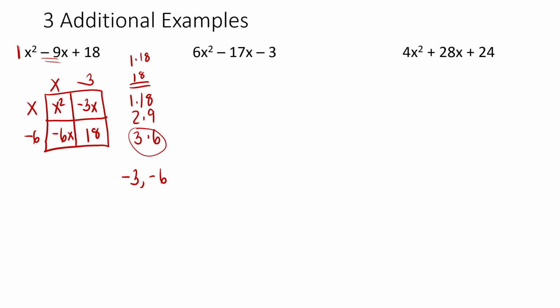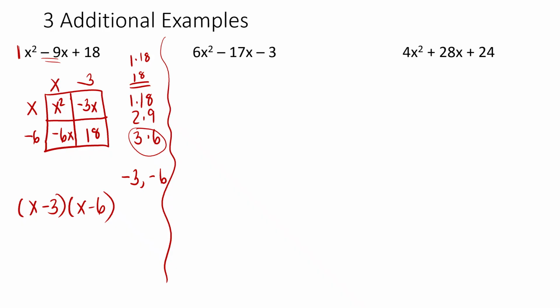-6 times -3 is positive 18. And so my factors are the base, which is x minus 3, times the height, which is x minus 6. Ta-da! All right. Next one.